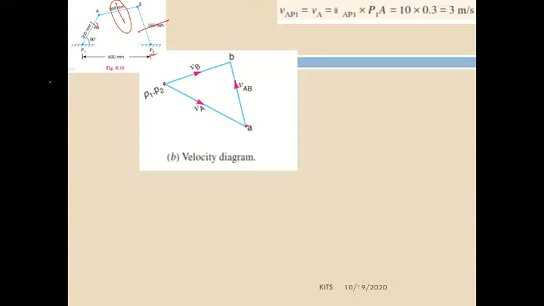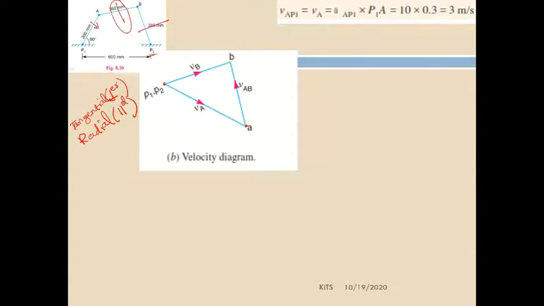The perpendicular line is called the tangential component. Tangential component means it should be perpendicular. One more thing is the radial component. So two components are there: one is the tangential component, another one is the radial component. Radial component means the line should be parallel to the link. Tangential component means the line is perpendicular to the link.